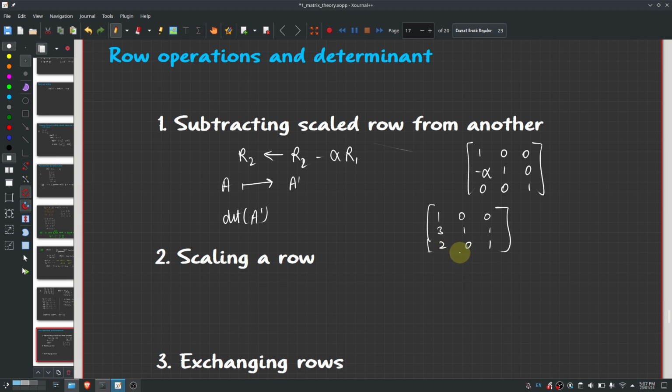So again, let's do it using an example. Let's take this matrix. What is the determinant of this matrix? The determinant of this matrix would be equal to 1.